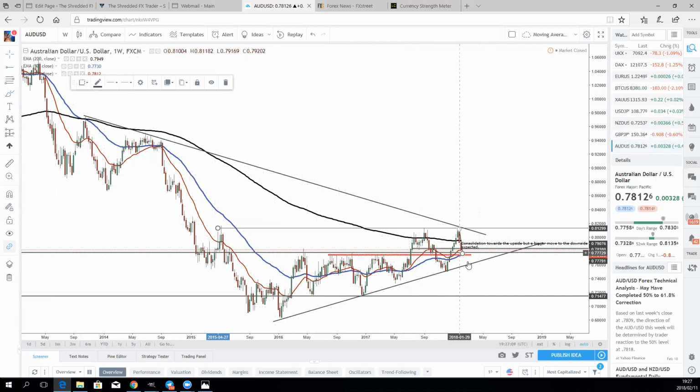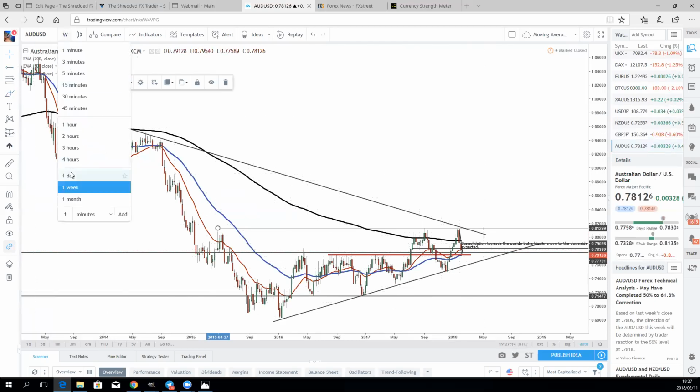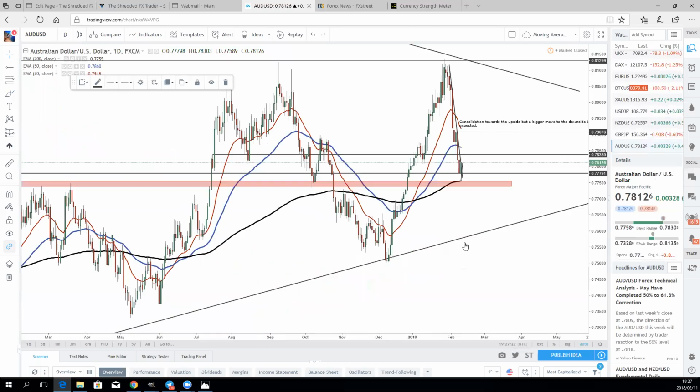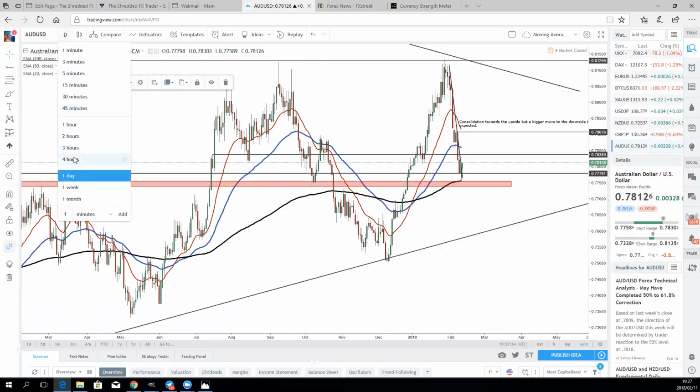I expect further downside, consolidation at first. Sorry, not today, this week. Further consolidation and then a move to the downside to the trend line. Again, we had a huge bullish move to the upside. Double top formation. Now we're looking for shorts.